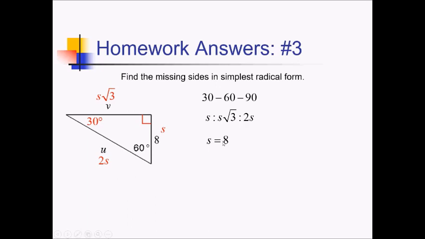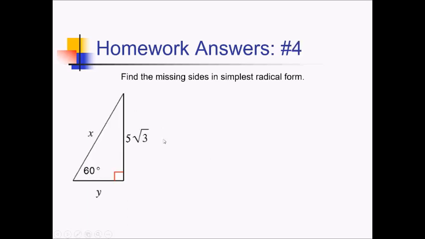And now that we know the value of s, we can plug it back into these expressions to find u and v. Let's go alphabetically, starting with u. That's going to be equivalent to 2s. Since we just found that s equals 8, u is going to be 2 times 8, which means u is going to be 16. And then we see here that v corresponds with s radical 3, so that means v must be 8 radical 3.